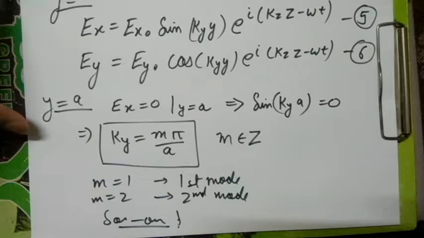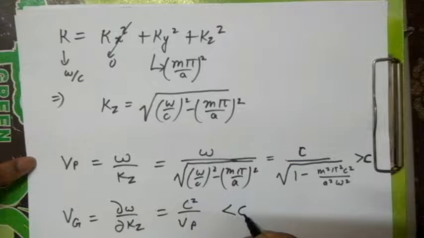Now if m equal to 1, it will be called the first mode. If m equal to 2, it will be the second mode, and so on. Further, we know that wave number square, or k square, is also equal to kx square plus ky square plus kz square. Kx is 0, ky is known to us as m pi by a, and k is omega by c by definition. By using these results, we find that kz will be equal to under root of (omega by c) whole square minus (m pi by a) whole square. For propagation in z direction, kz ought to be real. Therefore, m can take limited values, limiting the number of modes possible in plane waveguides.